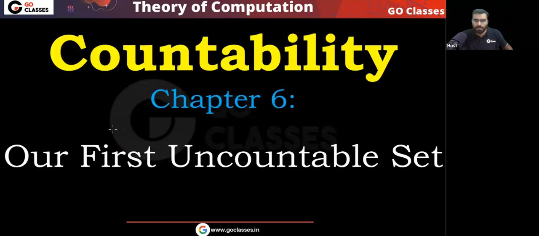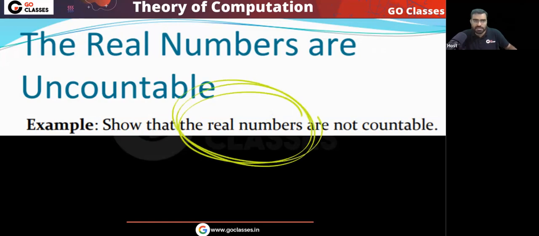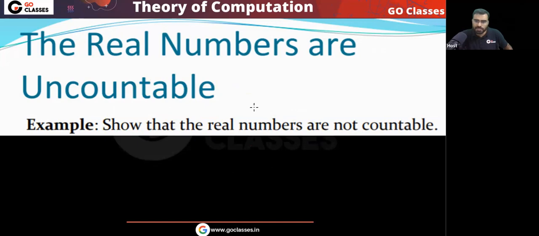Okay, let's prove our first uncountable set. I will start with real numbers. First, we will prove that the set of real numbers is uncountable. This is what we are going to prove: the size of the set of real numbers is much bigger than the size of natural numbers. So we are going to prove that real numbers are not countable.